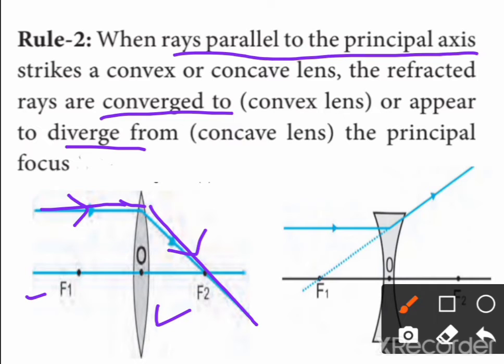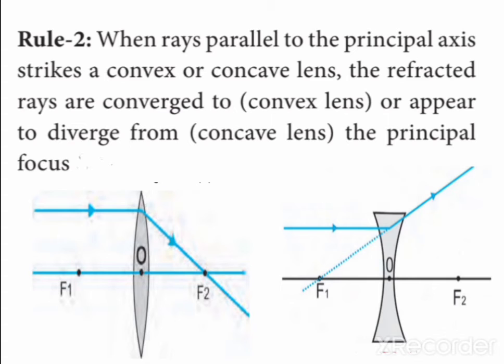But for the concave lens, we take the same ray. It is striking a concave lens, then after refraction it gets diverged. Okay, this diverged ray appears to come from a point, so it appears to diverge from the point, and that point is again a focus. That is what we have shown here with the dotted line. So the second rule says any ray which is parallel to the principal axis, after passing through the lens, what will the refracted ray do? It will come through the focus. Right, it will converge to the focus or appear to diverge from the principal focus. Okay, that is rule number 2.